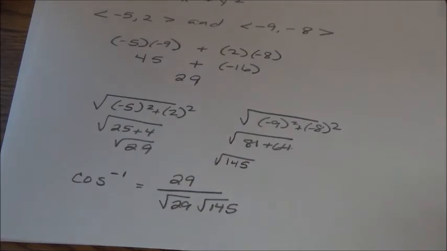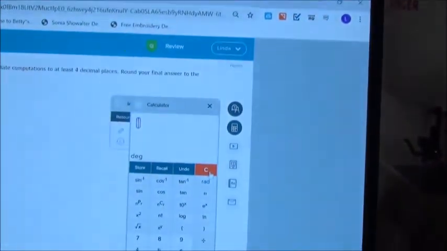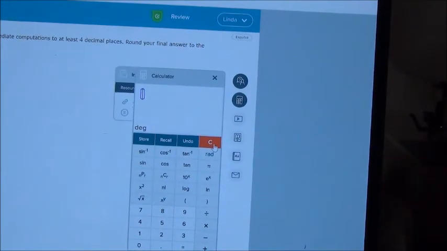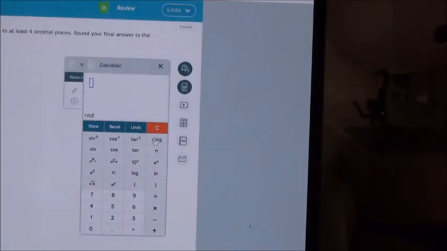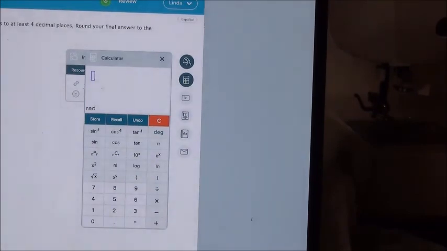If I hop over to the Alex graphing calculator, again, make sure you have it in degrees. If it's not in degrees and it's in radians, click that button. It toggles back and forth between radians and degree over there on the right hand side. So I got to make sure it's in degree mode, which it is now.